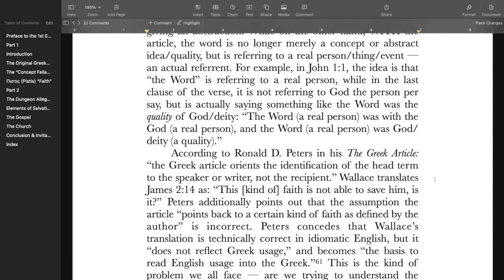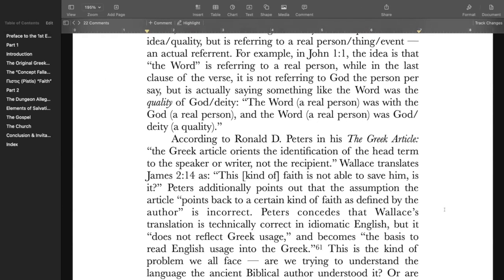The purpose is simply to take the abstract noun and to make it refer to a real thing. So Wallace translates James 2:14 as "this kind of faith," or "this faith is not able to save him, is it?" Peters additionally points out that the assumption of the article pointing back to a certain kind of faith as defined by the author is incorrect. Peters concedes that Wallace's translation is technically correct in idiomatic English, but it, quote unquote, does not reflect Greek usage and becomes the basis to read English usage into the Greek.